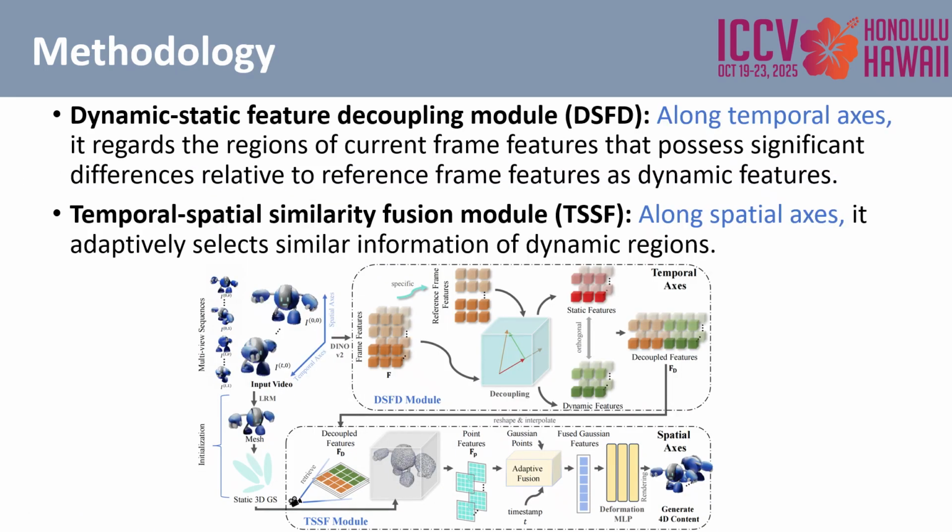Specifically, we present an overview of our method. Given an input video and corresponding multiview sequences, our DS4D decouples features of the frame at time t based on the reference frame in the DSFD module. Next, we acquire point features by retrieving each decoupled feature for Gaussian points via view projection, and we obtain fused Gaussian features by adaptively selecting similar dynamic information from point feature space in the TSSF module. Finally, through deformation MLP, our method generates 4D content.